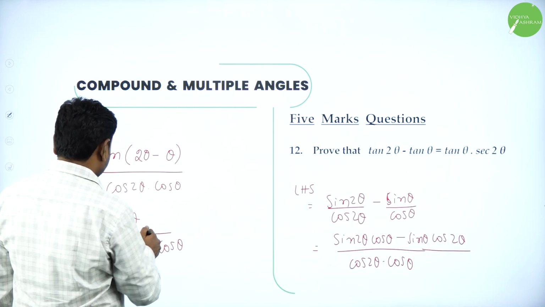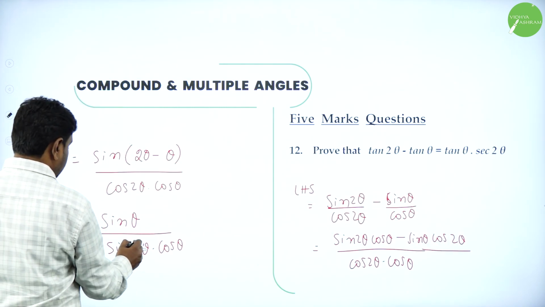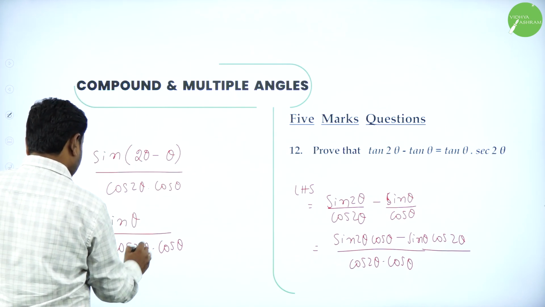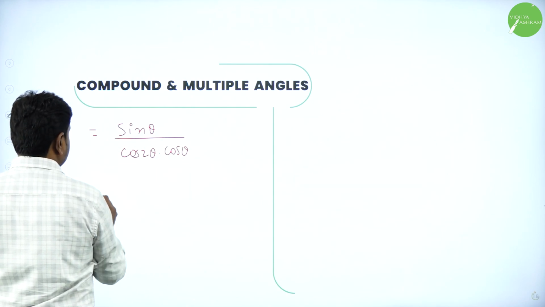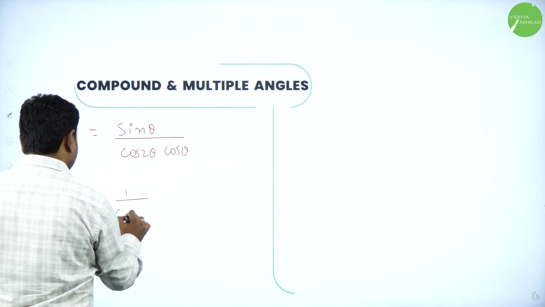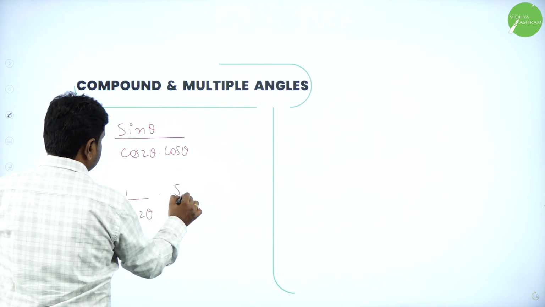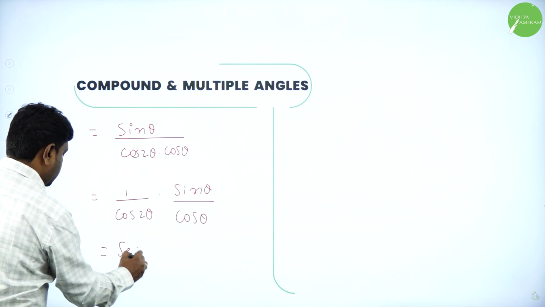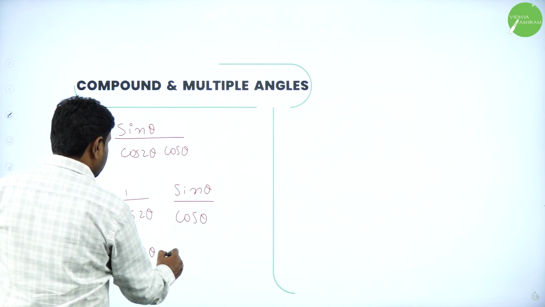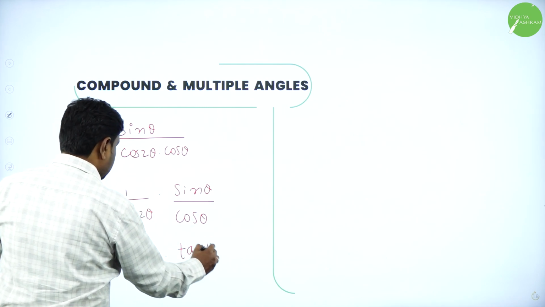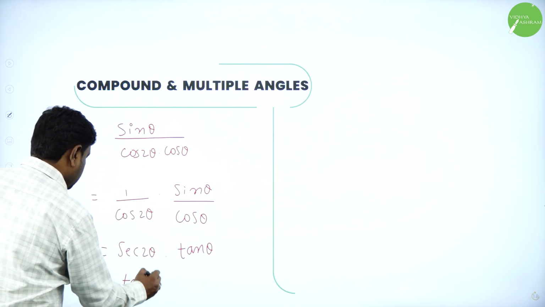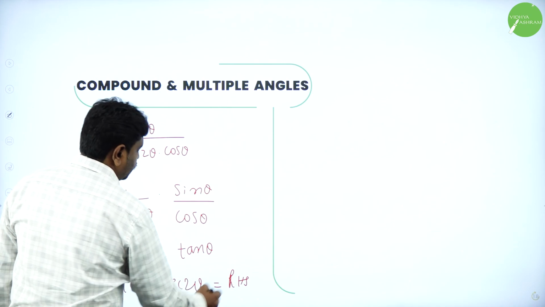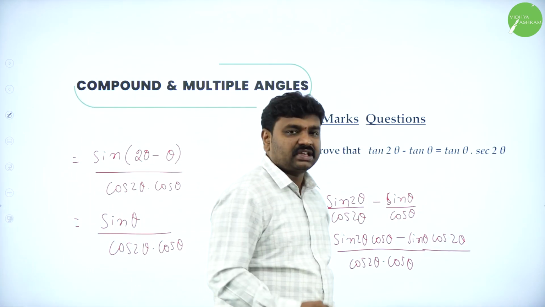Sorry, here I have done a mistake. See, here it is cos 2 theta, cos theta. Now split it. Can I write 1 by cos 2 theta separately and sin theta by cos theta separately? You know, 1 by cos is reciprocal of secant. So 1 by cos 2 theta can be written as secant 2 theta. Sin theta by cos theta can be written as tan theta. So I can rewrite it as tan theta into secant 2 theta. This is your RHS. Hence we got the RHS, tan theta into secant 2 theta.